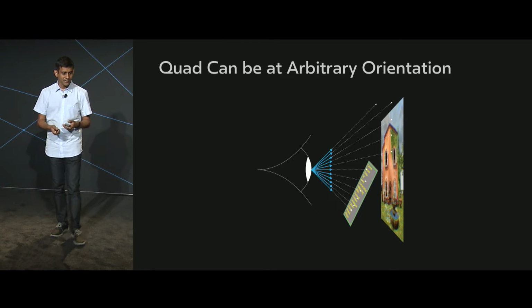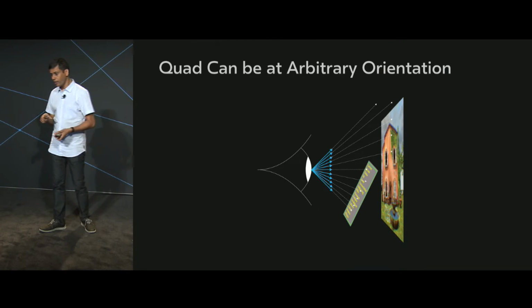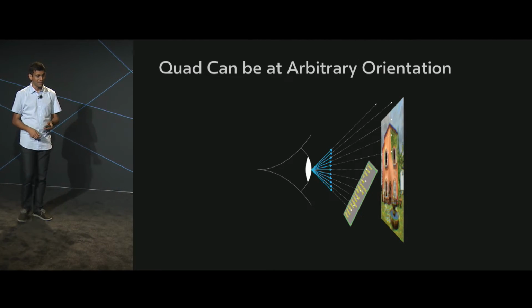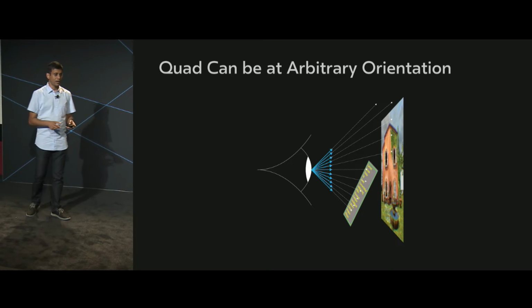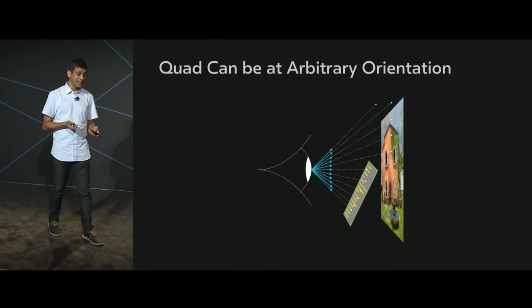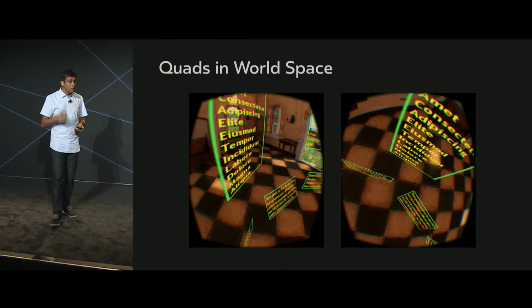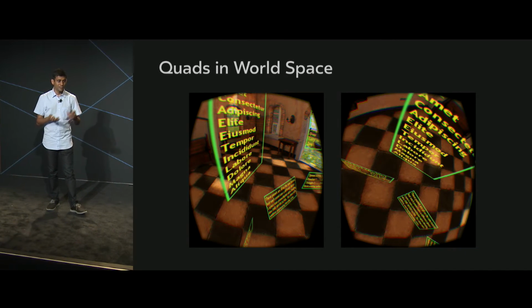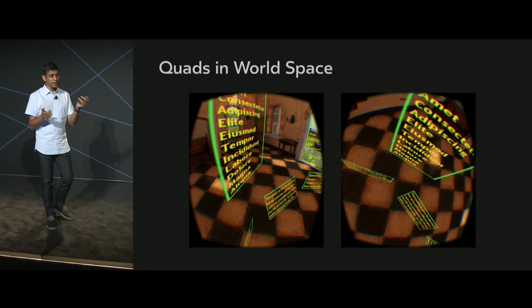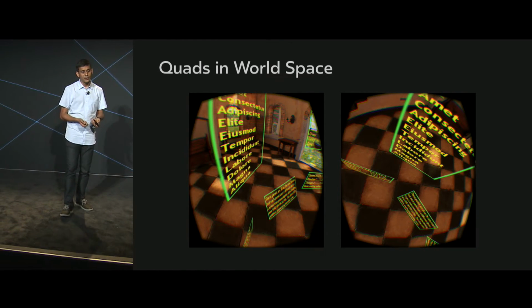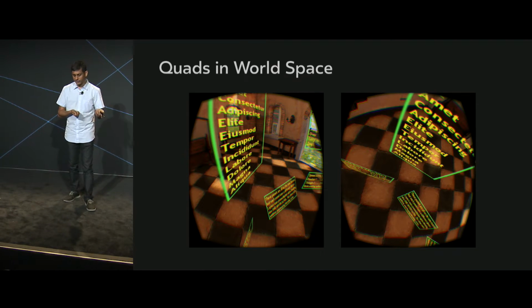Another observation is that these quads of layers, they don't need to be all exactly aligned with the eye buffer. We can have a quad be at arbitrary orientation, and we can sample from it. And so we basically have layers of quads in arbitrary orientation in world space. And this allows interesting use cases.